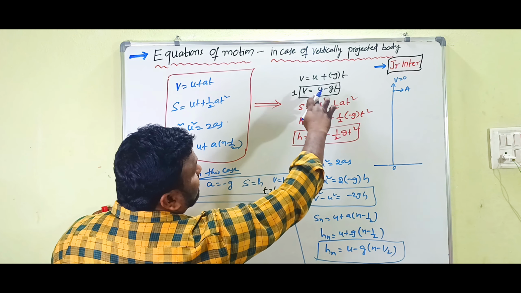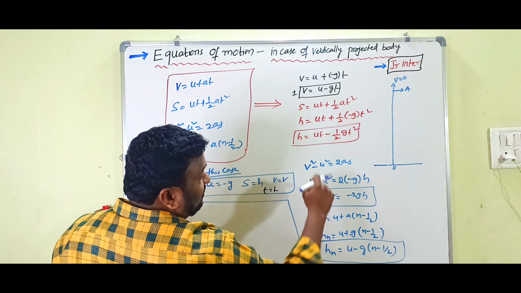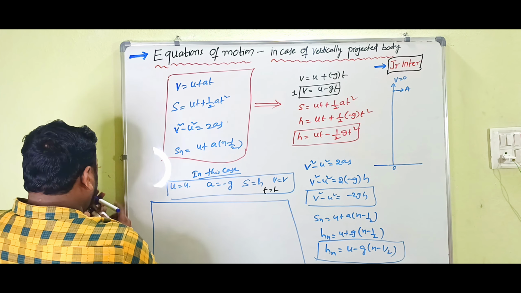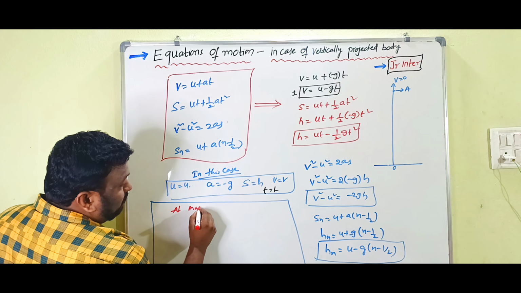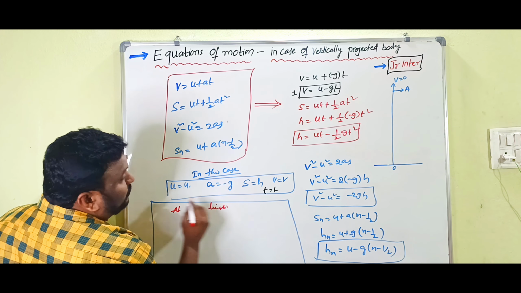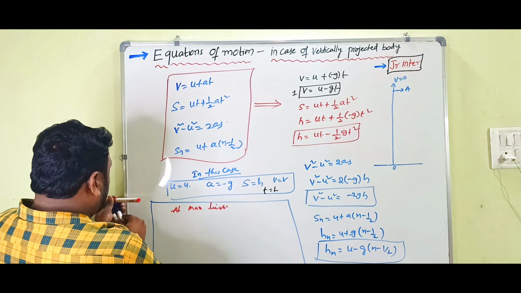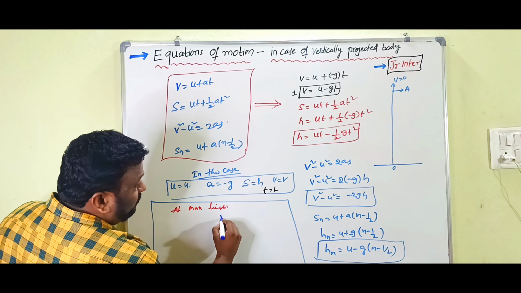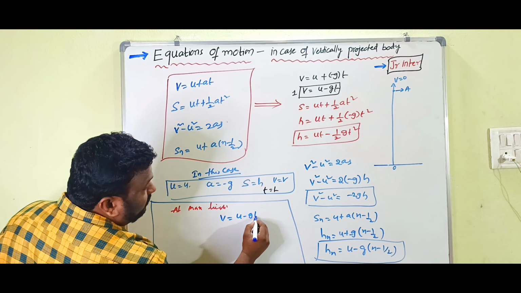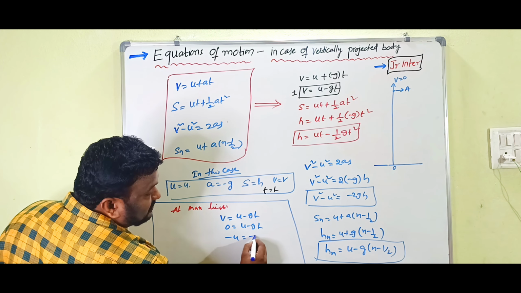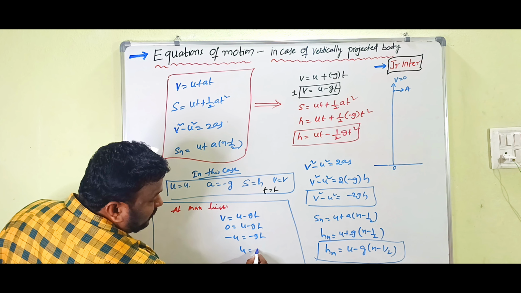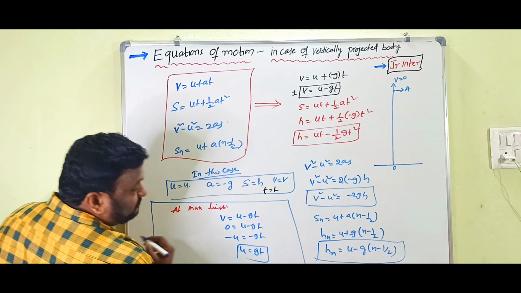these two equations change. v is equals to u minus gt is one, and these two change. Okay, at maximum height, what do you write? v is equals to, simply write, v is equals to u minus gt. The v value is 0. So 0 is u minus gt. Then minus u is equals to minus gt, and u is equals to gt.